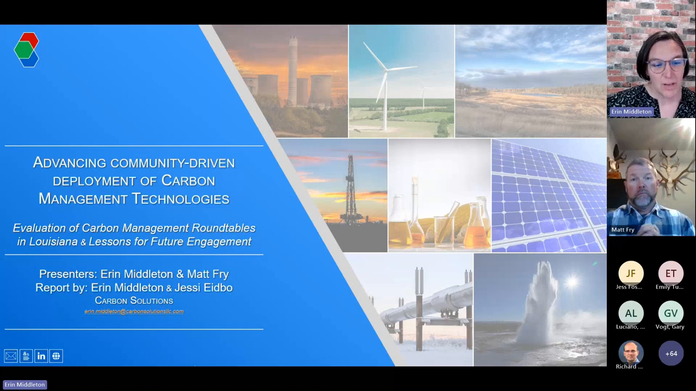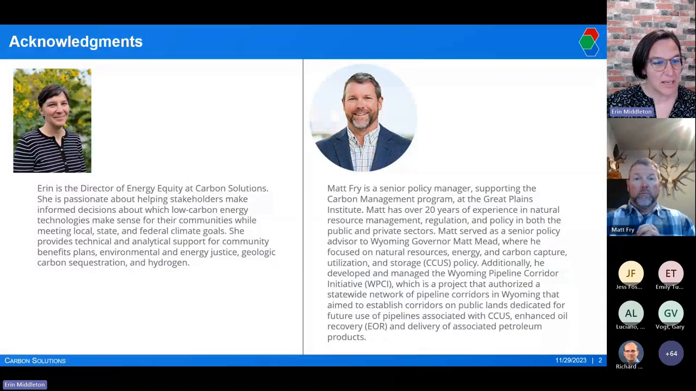We're going to start with brief introductions. My name is Aaron Middleton. I'm the Director of Energy Equity at Carbon Solutions. We try at Carbon Solutions to integrate qualitative data from communities into some of the models that we do, and these kinds of community roundtables are very well aligned with getting information that local folks think are important in order to make our modeling of carbon management better.